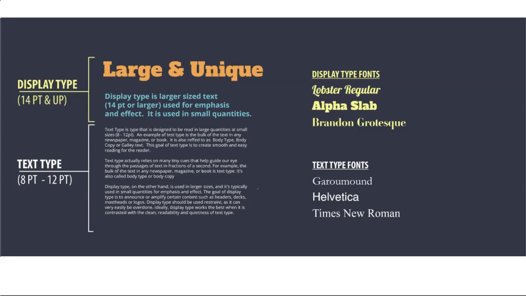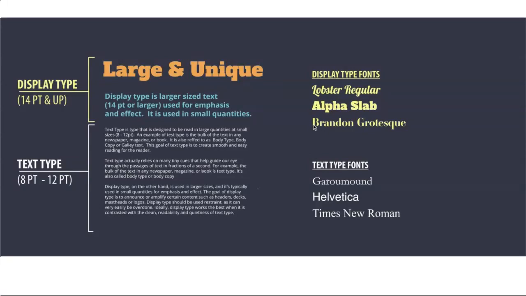Some display type fonts might be Lobster, Alpha Slab, Brandon Grotesque, right? So these are, as you look at them, a little bit harder to read. Lobster Regular is all connected, and at a smaller size, as that gets smaller, it'll almost look like those letters are connected or almost touching one another, which makes it harder to read. When we look at the Brandon Grotesque, that real narrow contrast in line weight here versus this stem here, or the B is real thick and heavy line weight.